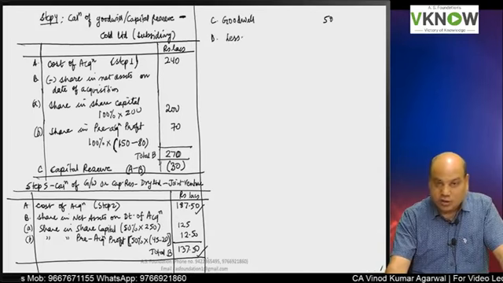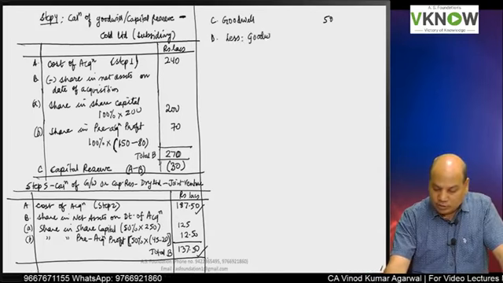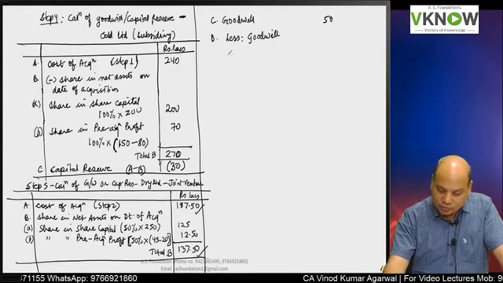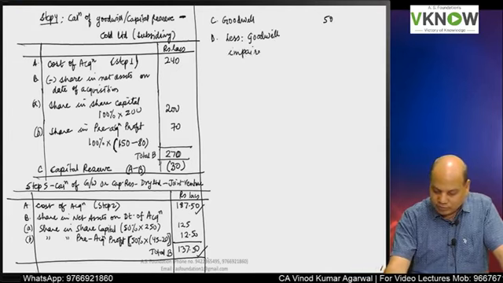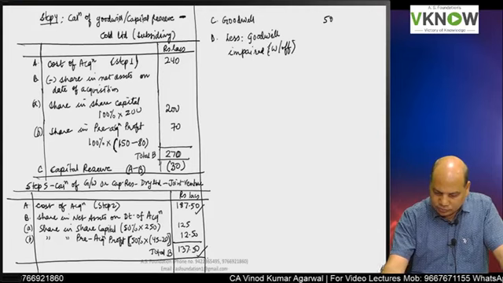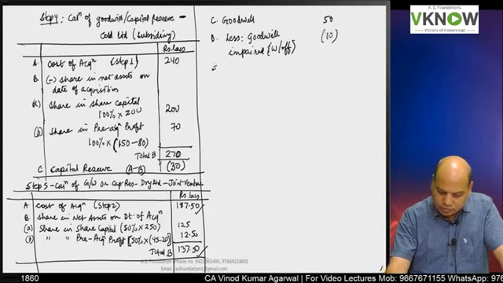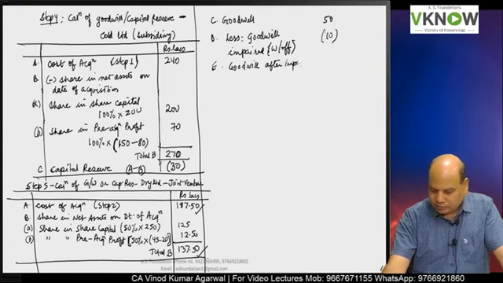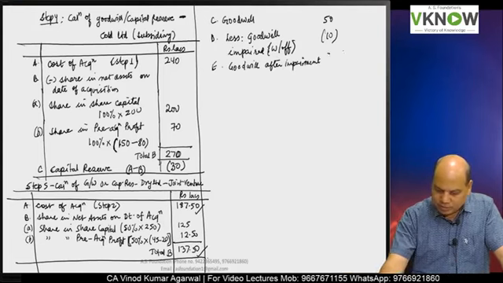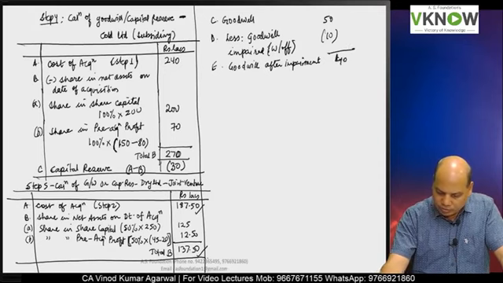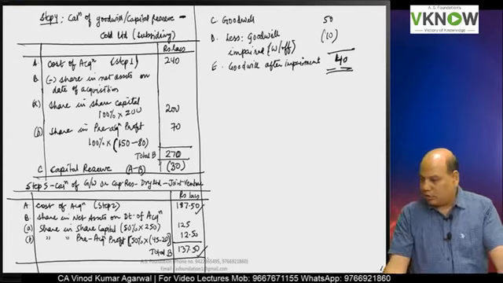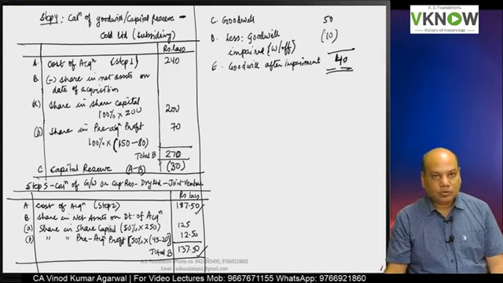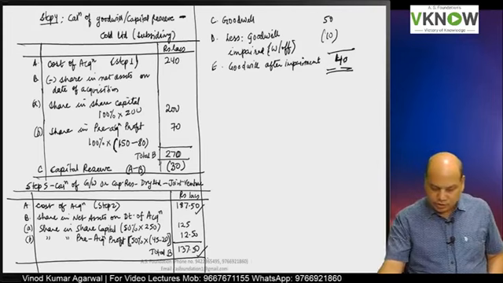But there is one adjustment in the problem. Goodwill will be impaired by 10 lakh, less goodwill impaired. Impaired means written off by 10. Therefore, goodwill after impairment will be 40. Goodwill after impairment will be 40.